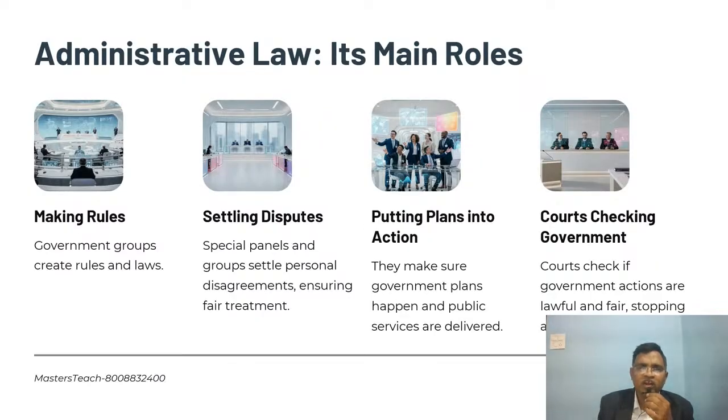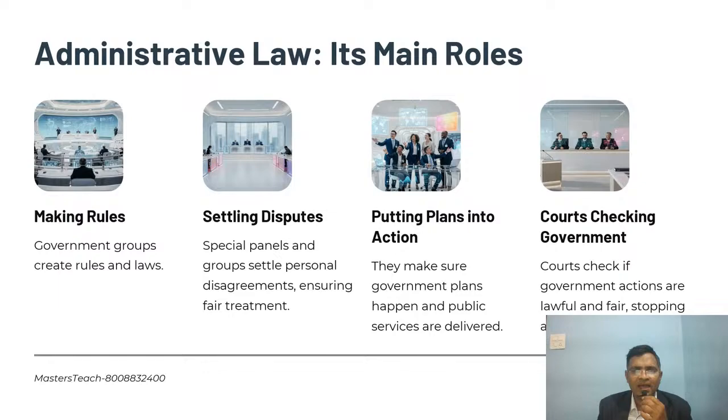When you're writing, make sure that your heading is clearly visible. What is administrative law? What is its main role? It makes the rules. Government groups create the rules and laws, and they settle administrative law matters. It makes sure that special panels and groups settle personal disagreements and ensure fair treatment to the people.